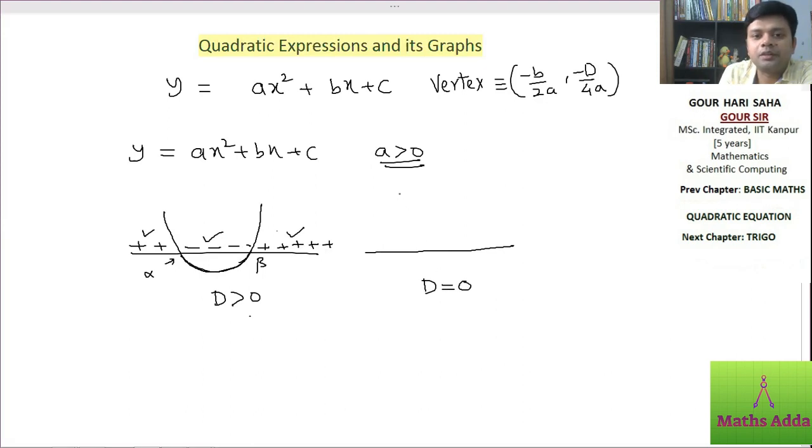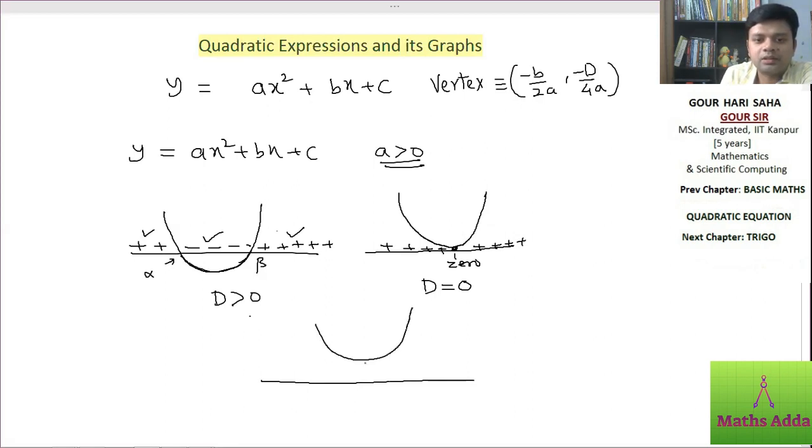The second situation is this. When D is equal to 0, the graph will be like this one, touching the x-axis, right? So in this case, this side it is positive, here it is 0, and this is positive. So the graph is somewhere positive, somewhere 0. The third situation, what we discussed in the last slide, is when D is less than 0, like this one. It does not touch or intersect the x-axis, so it is always above the x-axis, so it is always positive.